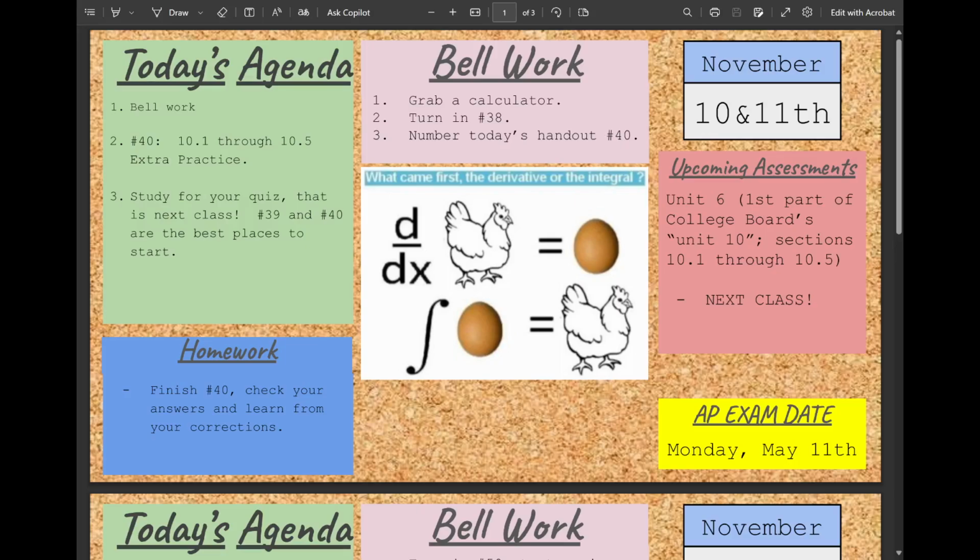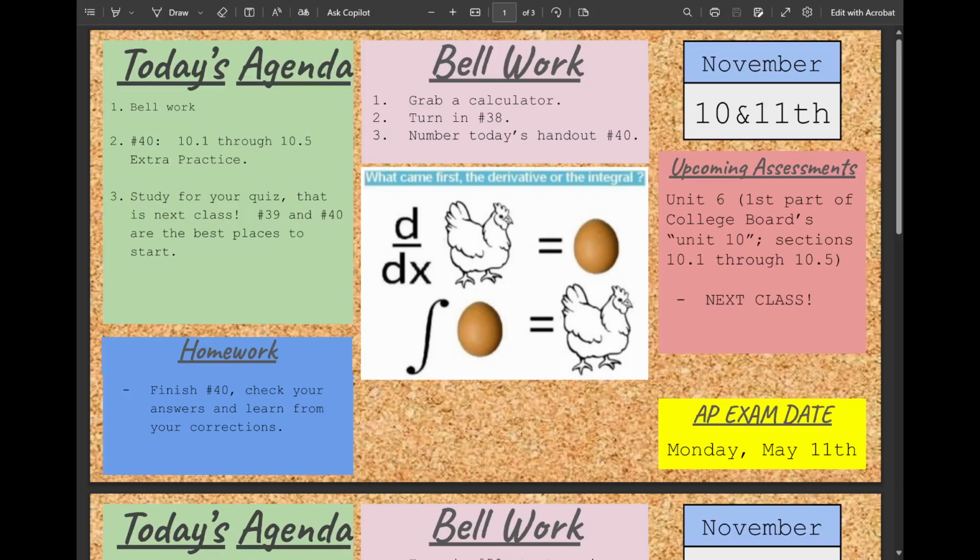Okay, we've got our 10.1 through 10.5 quiz next class. So today is our extra practice review time. Make sure you know what you're going to be held accountable for. So I have printed out some extra practice for you. 5 questions from each of these 5 sections.